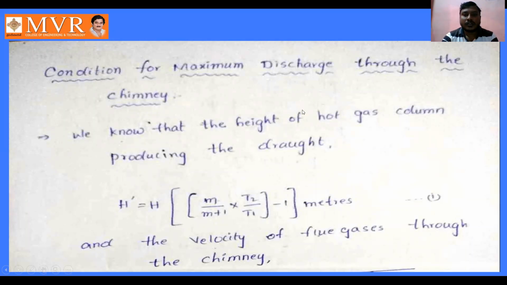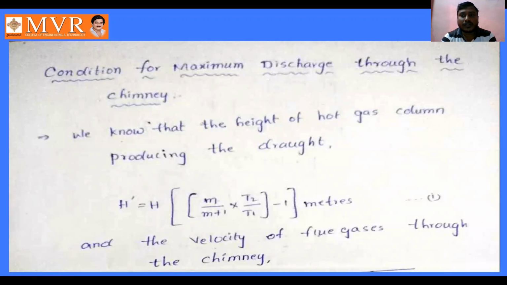We know that the height of hot gas column producing the draft, H dash, is equal to H into m by m plus 1 into T2 by T1 minus 1 meters, for which we already derived the equation for height of chimney in the previous classes. In the previous classes, we have learned about the height of the chimney and derived the equation for it.